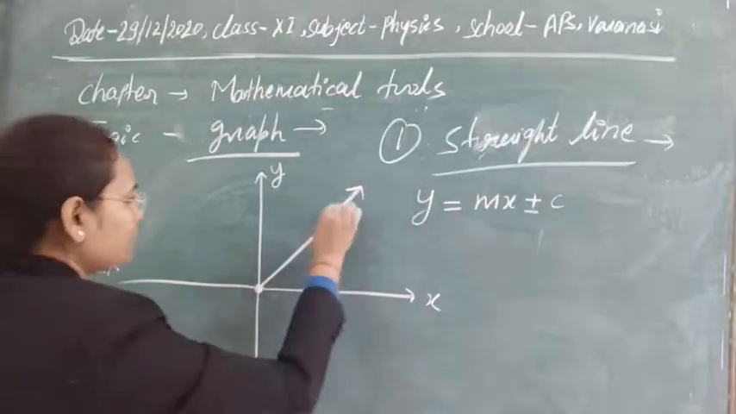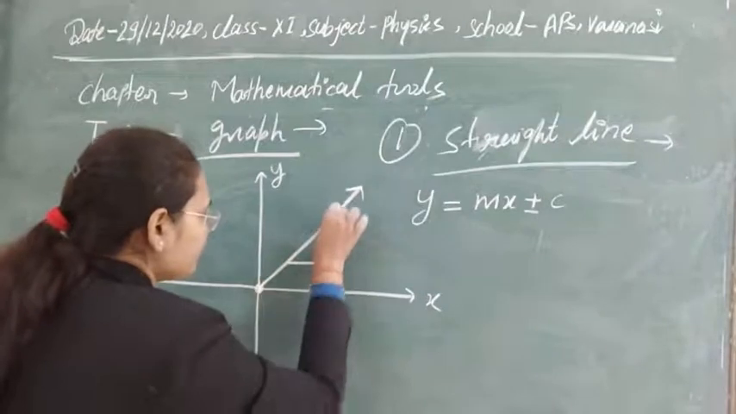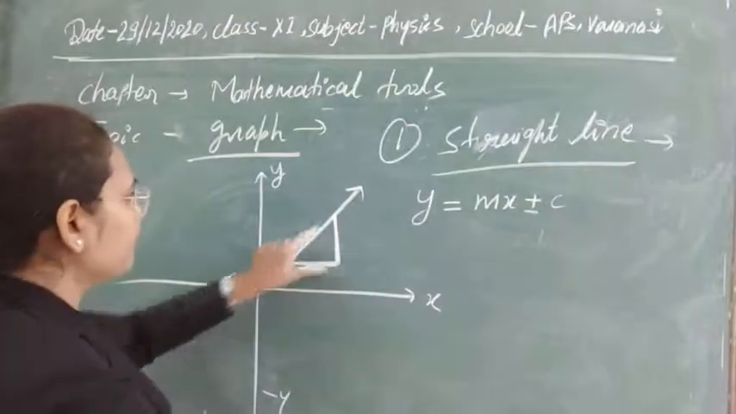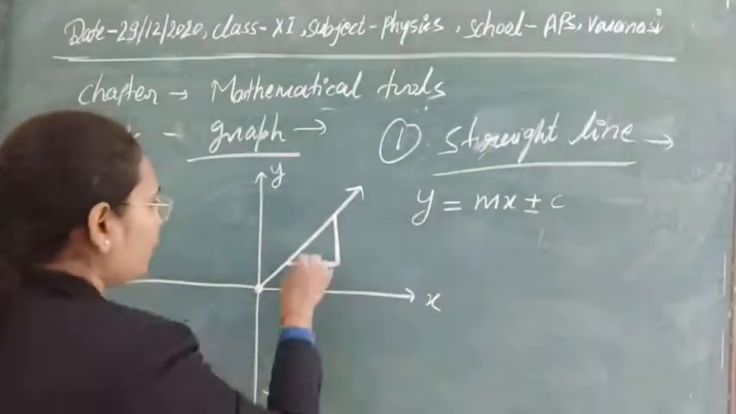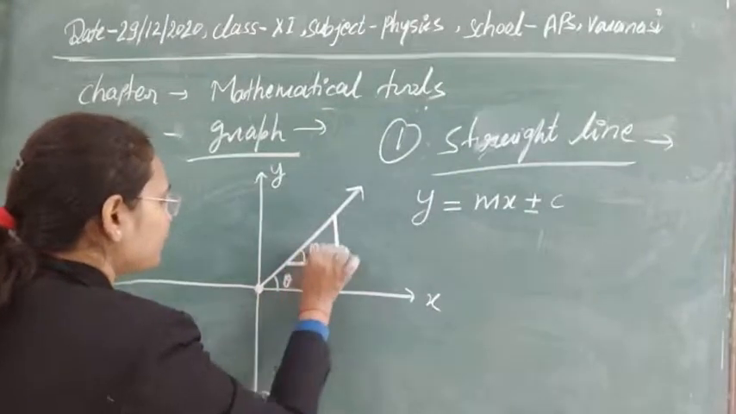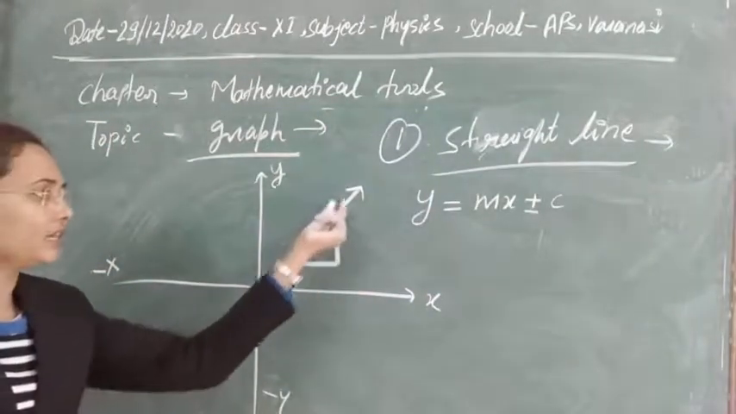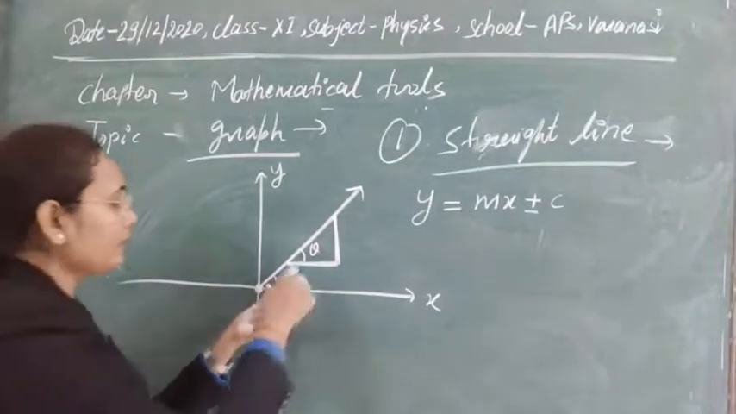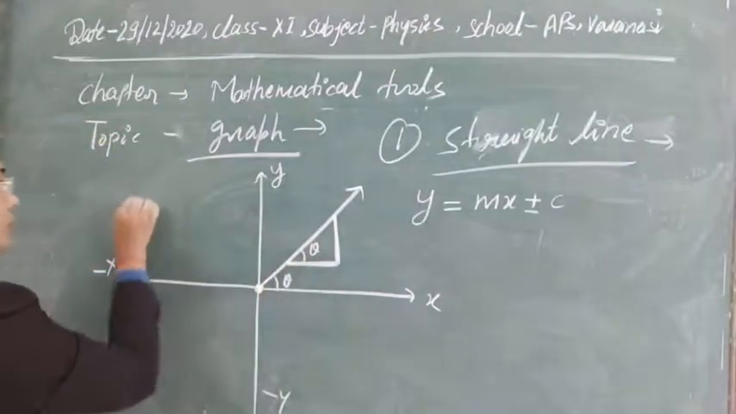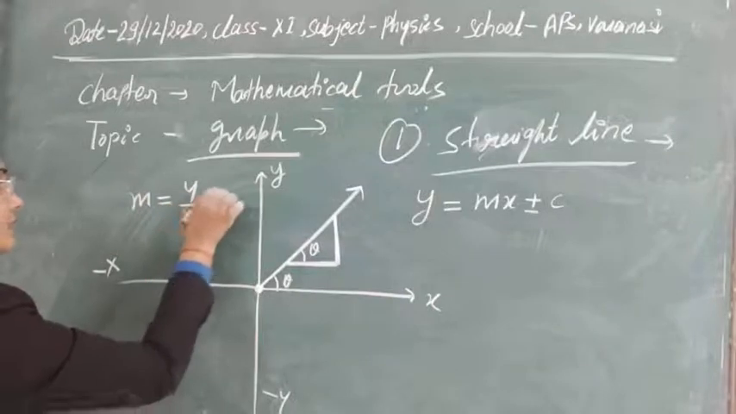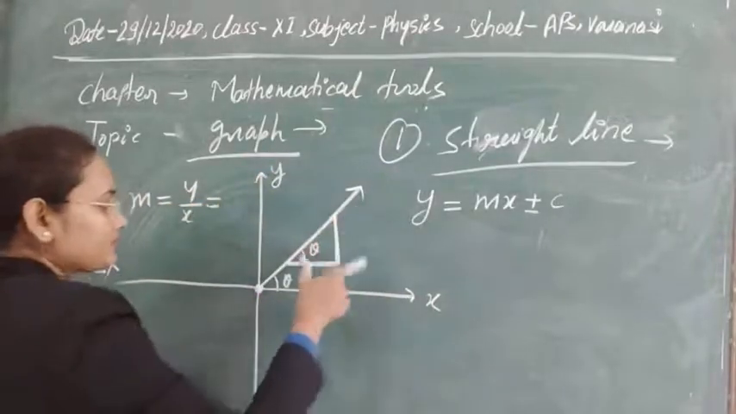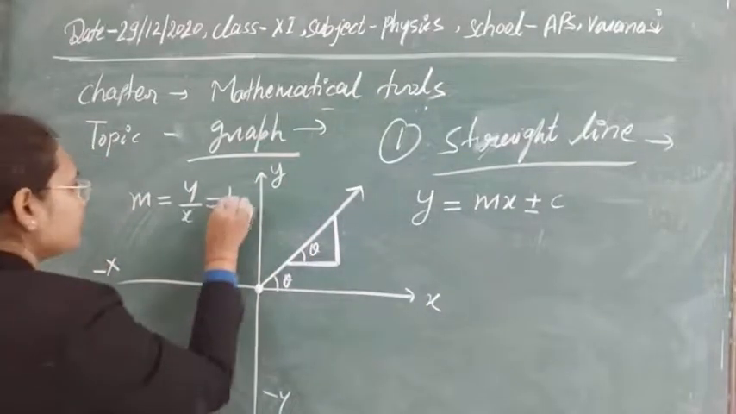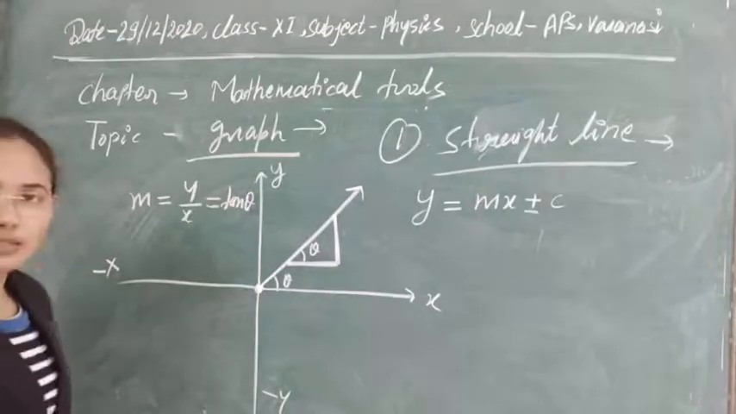With this straight line, this is called the slope of the straight line. The value of the slope will be equal to y by x, or you can also define it with the help of theta. The angle formed by the straight line with the x-axis is the angle here, and this angle gives the slope, which is given by y by x. This is calculated by this formula, and it is also calculated in terms of theta.